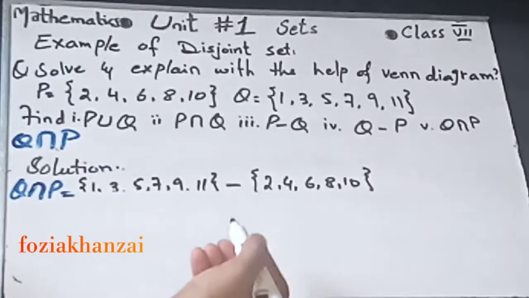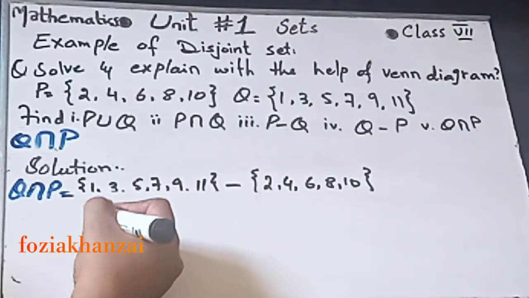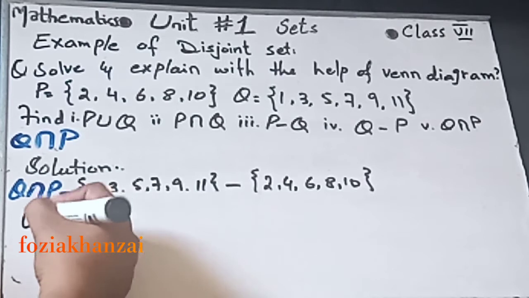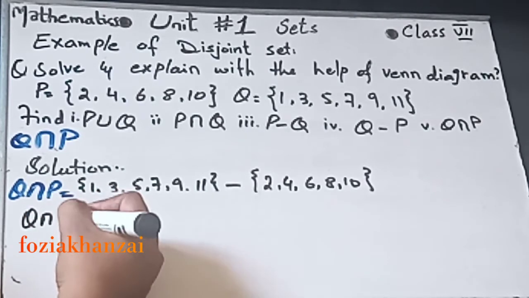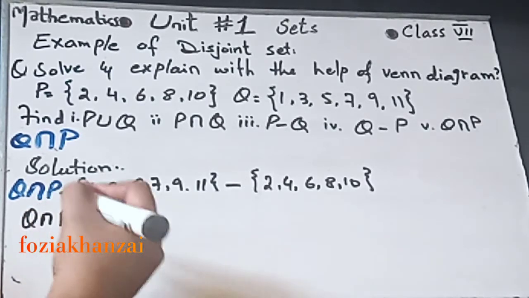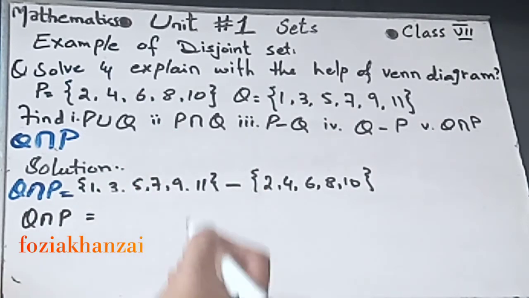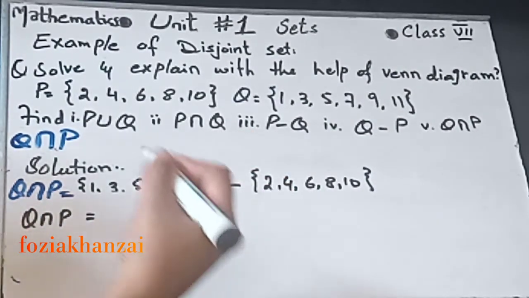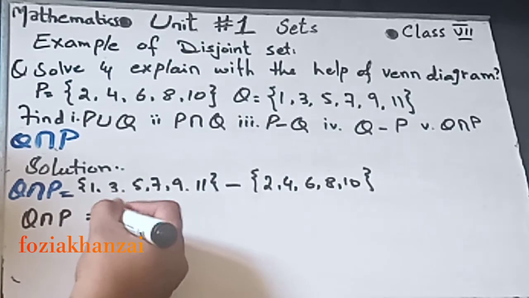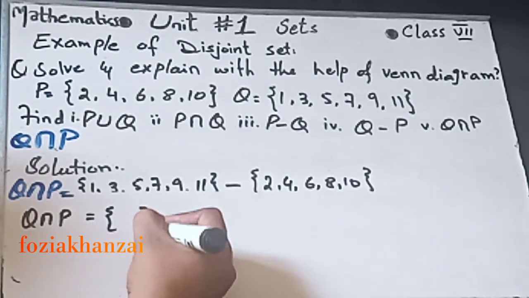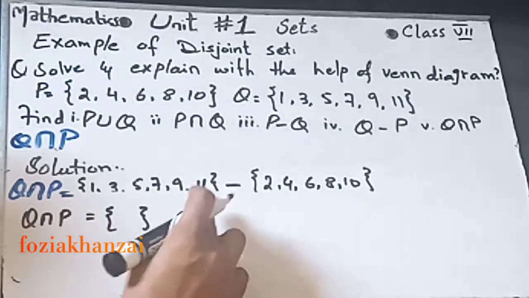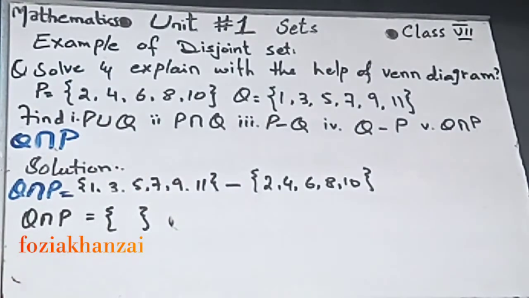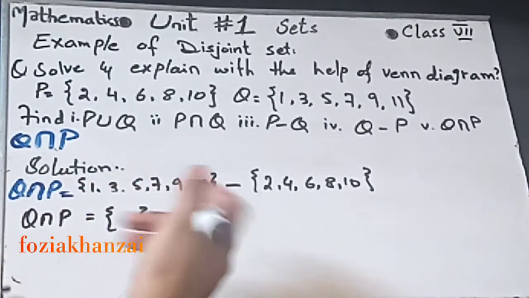So there is no common element. That's why the answer of this part is also the null set. Q intersection P: we just take out the common elements, but there is no common element. That's why the null set would be the answer. Okay, null set would be the answer.